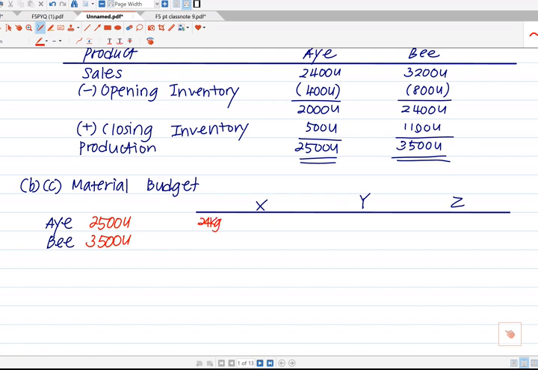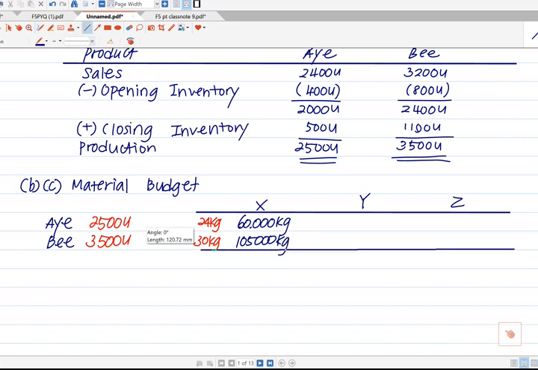Every unit we produce for A, how many kilograms of X is needed? We need 24. How about for B? Material X for B is 30 kilograms. So can you calculate? 2,005 units, one unit 24 kilograms. And for 3,500 units, 30 kilograms each. So, what is the total material usage?